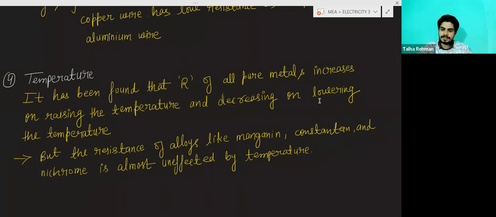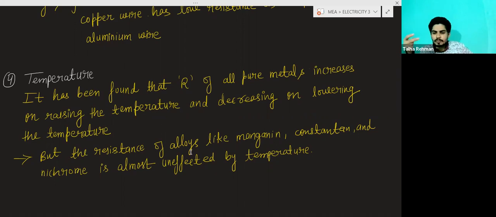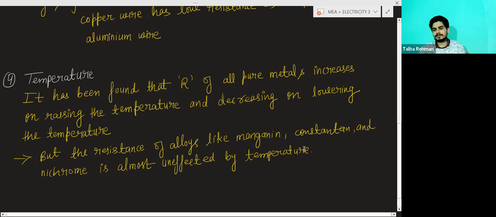If you decrease the temperature, resistance will also decrease. Now there is one more point, about the resistance of alloys. Alloys are compounds made up of more than two elements, like manganin, which is made of manganese and tin, like constantan and nichrome. Nichrome is made up of nickel and chromium.